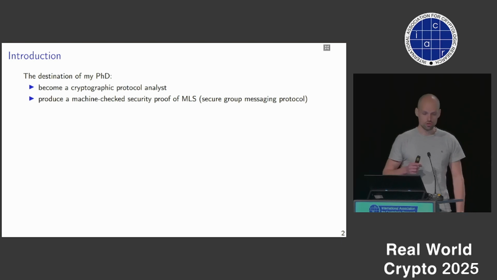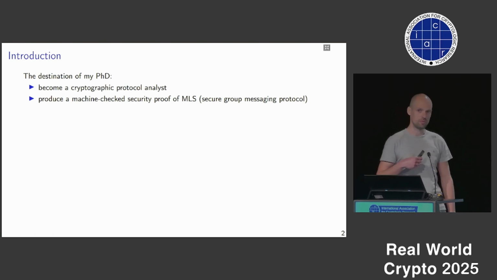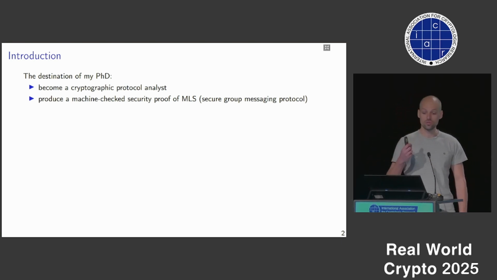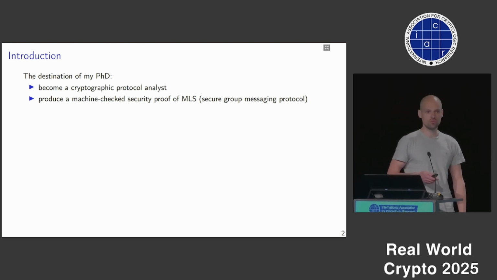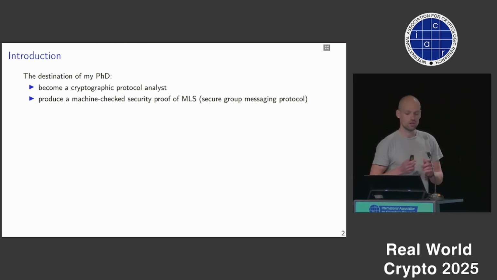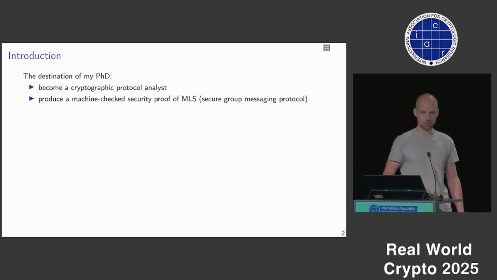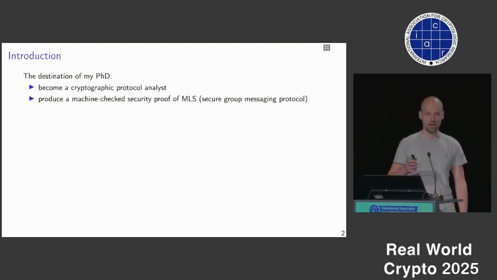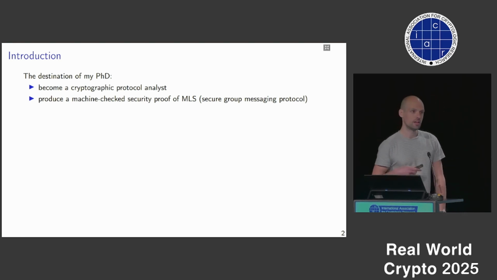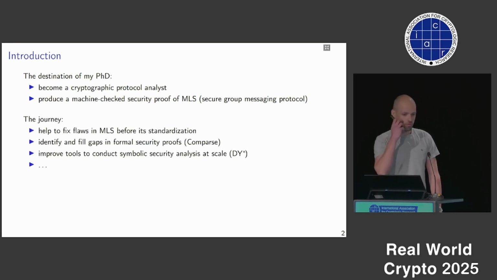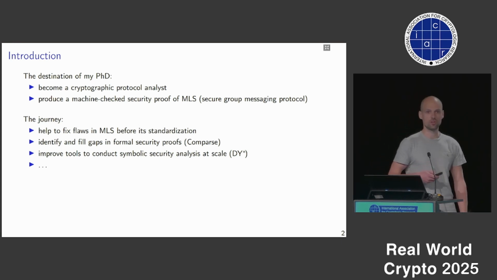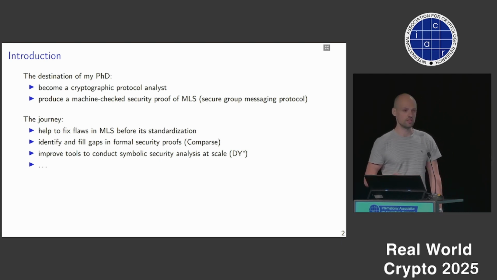So today I will talk to you about what I've done during my PhD, whose goal is to become a cryptographic protocol analyst by producing a machine-checked proof of MLS, which is a secret group messaging protocol standardized at the IETF. And as the adage says, the journey is more important than the destination. Throughout this journey, I found flaws in MLS and helped the working group to fix them before its standardization.